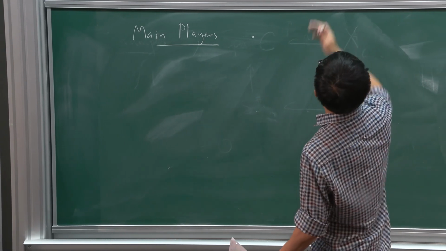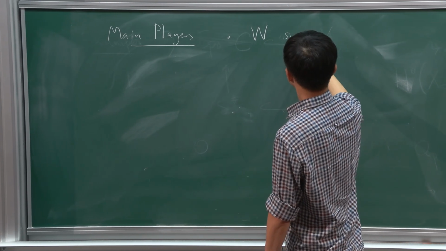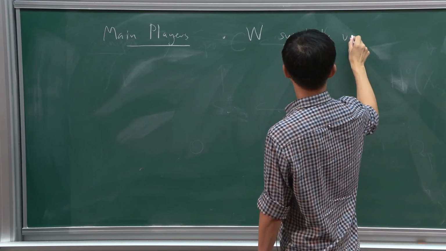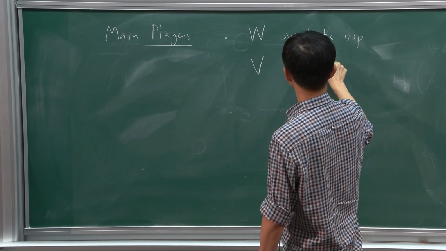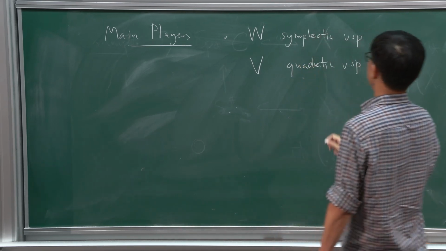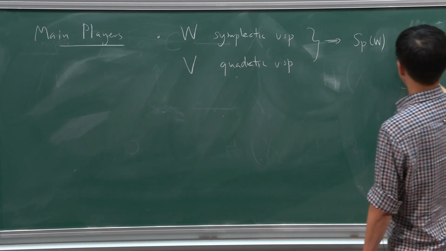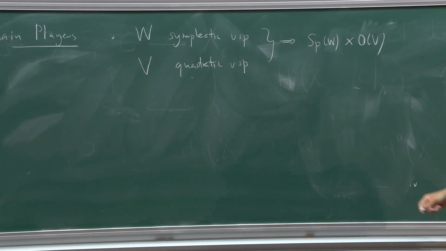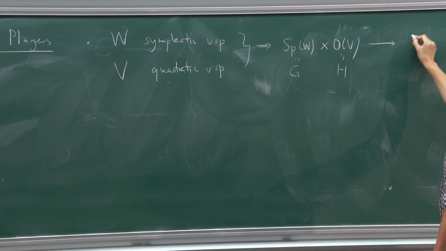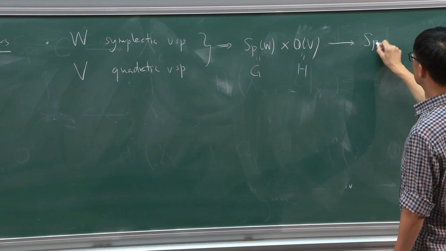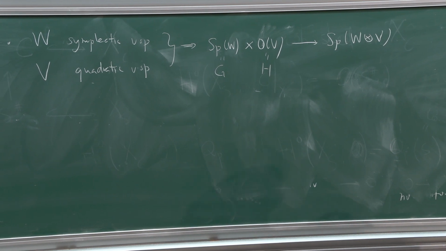So the main players: what is this G, what is this H, what is this E? You start with a symplectic vector space W, and a quadratic space, or if you wish, a symmetric bilinear space. This gives you a pair of groups, G and H, and they map to the group E, which is the large symplectic group obtained by taking the tensor product of W and V.